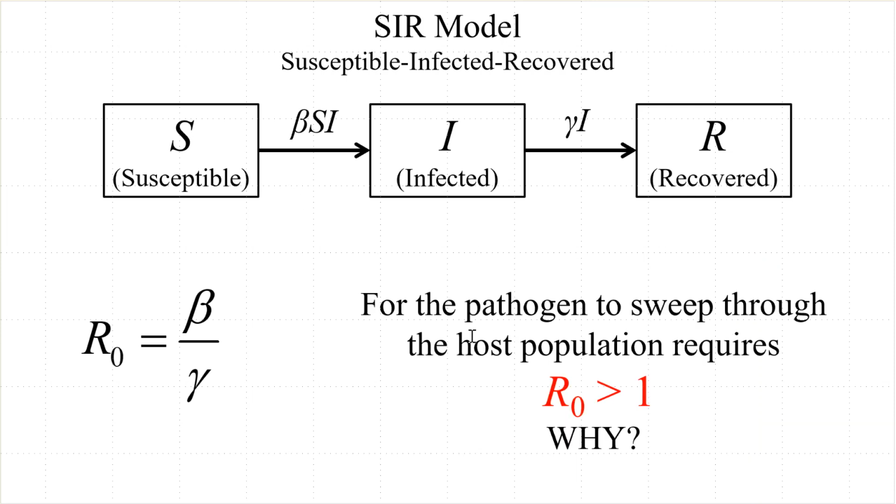Now, this number is important because we can use it to understand how the dynamics are going to occur in this population. If R naught is greater than 1, the pathogen will sweep through the host population. That's very important. So if we can get estimates of beta and gamma, we can make a prediction about whether this pathogen is going to be able to infect this host and persist for a while. Now, why is it that R naught being greater than 1 is the metric for this? So think about this for a second.